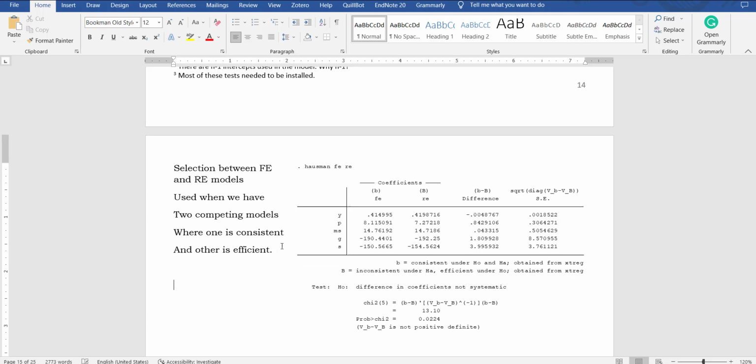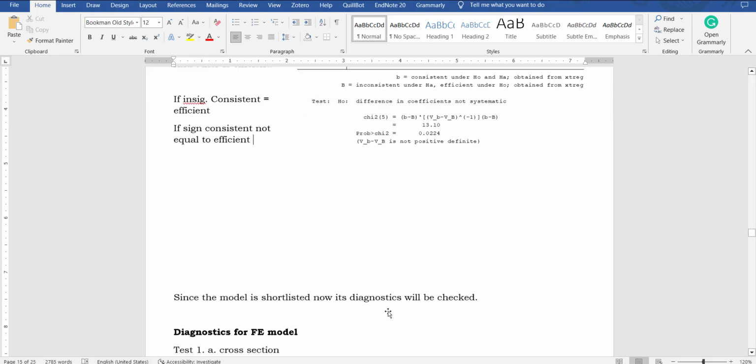If insignificant, it means that consistent will be equal to efficient. Okay, so we can use the efficient model because the efficient model also has the consistent property. So the RE model has two properties. If significant, then consistent is not equal to efficient. So it means since the consistent property is more important, we will use FE. So this way we select the model.